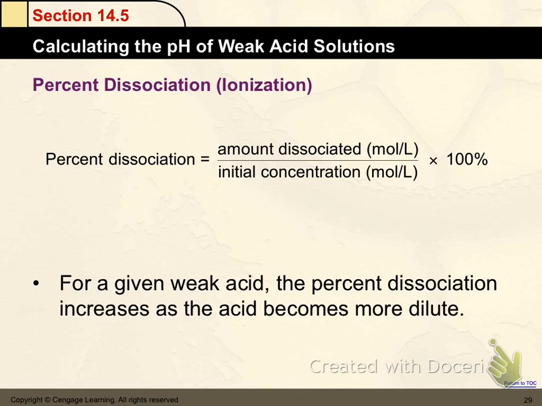So it's a pretty simple expression. For a given weak acid, the percent dissociation increases as the acid becomes more dilute. So if we add more water, dissociation is actually going to increase because there is more water to kind of separate out that weak acid. Okay, so that number is going to go up.